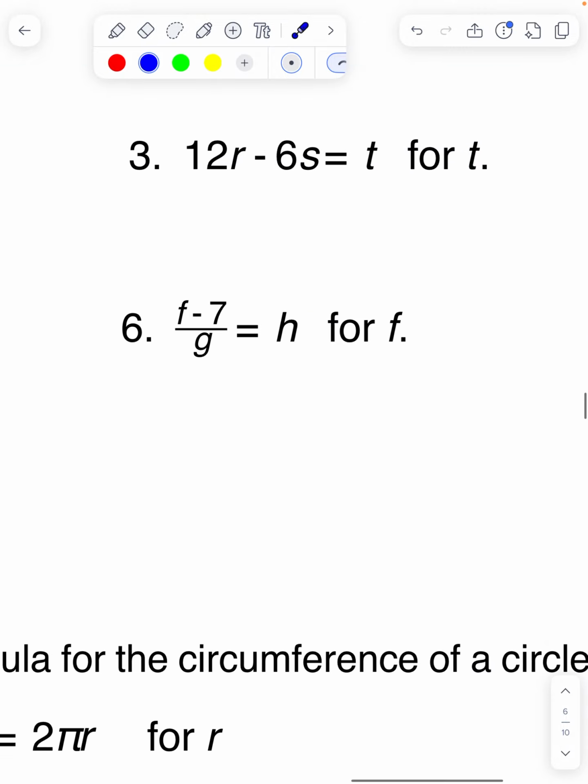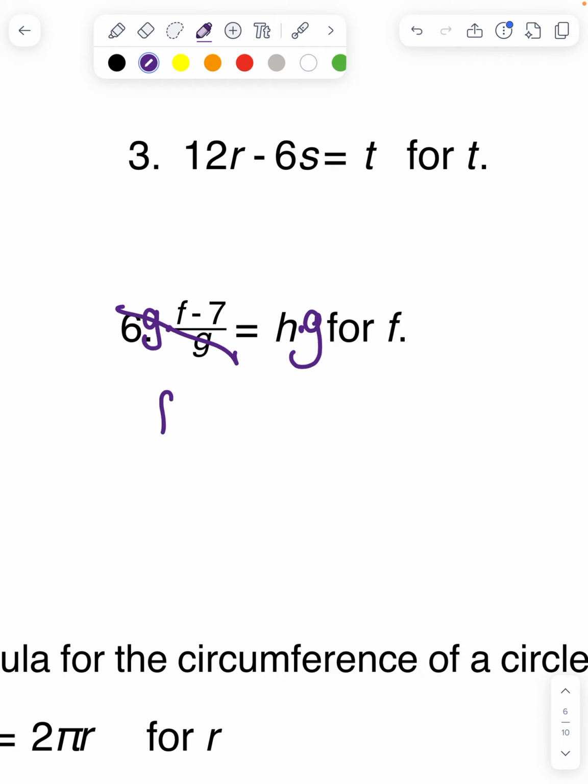Okay, number 6. Solve for F. F is right here: F minus 7 divided by G. So we need to get rid of the G, right? We don't want the fraction. So we're going to multiply by G on both sides. G cancels out. We only have F minus 7 equal to H times G. How do I get rid of the negative 7? I move it to the other side. It becomes positive 7. That's it. Done.